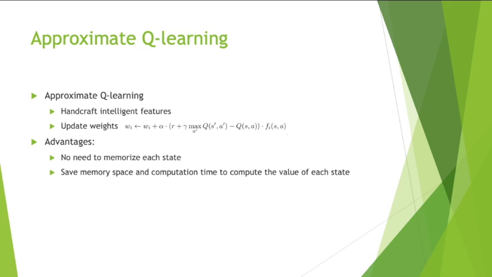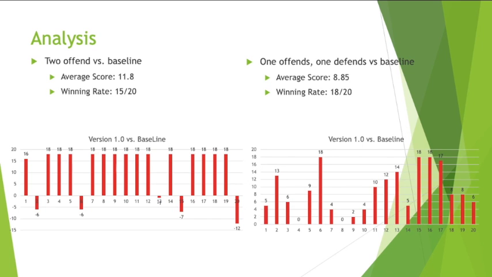And approximate Q-learning simplifies the problem, and we use handcrafted intelligent features rather than updating weights, and there's no need to memorize each state, which saves memory space and computation time to compute the value of each state.